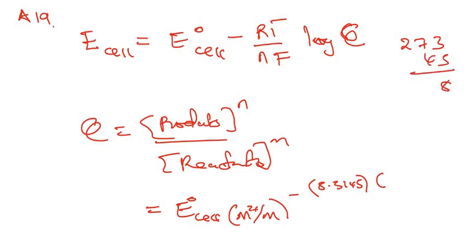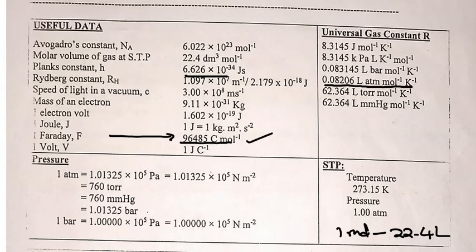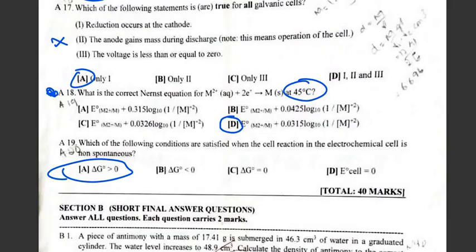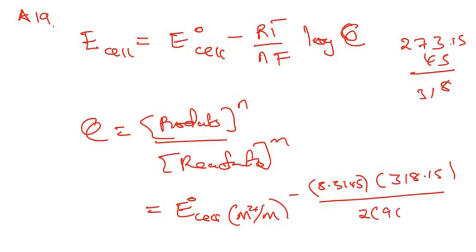This is 8, this is going to be 1, that's 3. So that's 318.15 because there's a 15 there. Then down, we just have 2 electrons. The Faraday's constant F is given to be this guy here. So that's what we are having. So this is what's going to be 96485. Then we have log K.